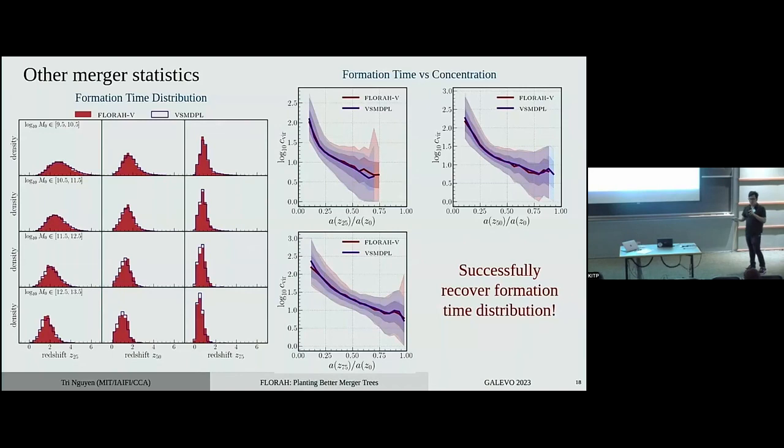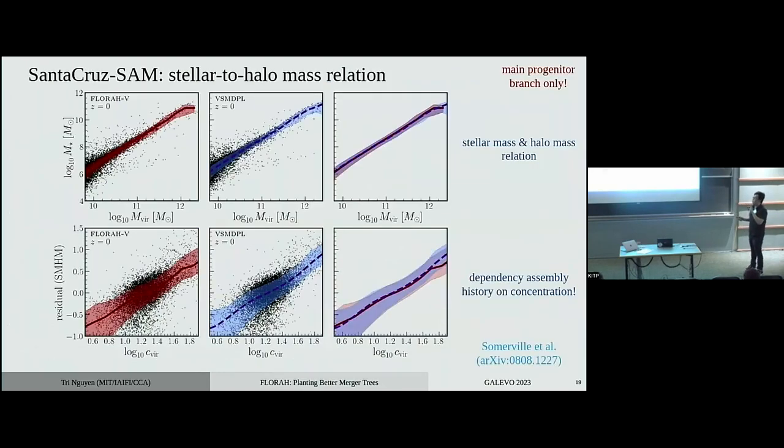Another thing we do to test our trees is we use the Santa Cruz SAM. We take all the very small MultiDark trees and feed them into the Santa Cruz SAM, and we also use only the main progenitor branch so that we can have a faithful comparison between the simulated trees and the FLORAH trees. As you can see here, I plot the stellar mass and halo mass relation, each data point individually, as well as the median and the 68 percentile. And you can see that they are pretty much identical.